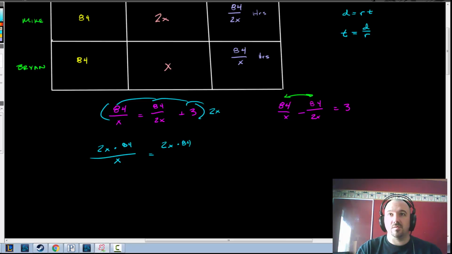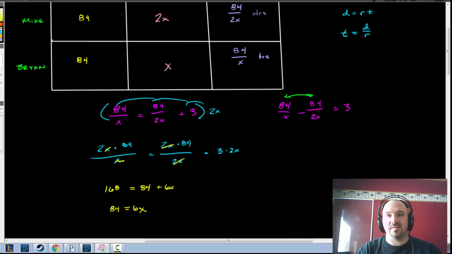So 2x times 84 over 2x plus 3 times 2x. If I simplify this down a little bit, my x's cancel here. I'm left with 168. My 2x cancels with 2x, and I'm left with 84. And then my 3 times 2x is just plus 6x. Then if I solve this, I subtract 84 from both sides. It gives me 84 is equal to 6x. Then I divide by 6, and that's going to give me 14. And so I have 14 is equal to x.